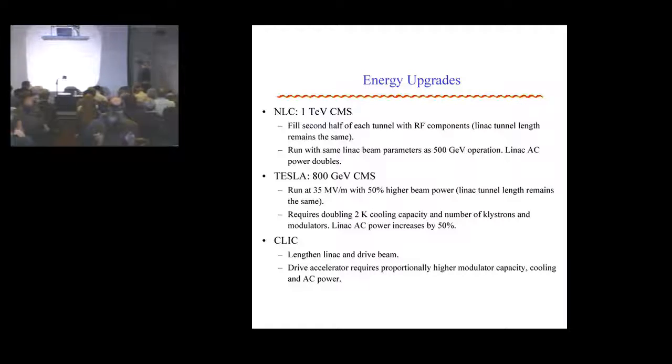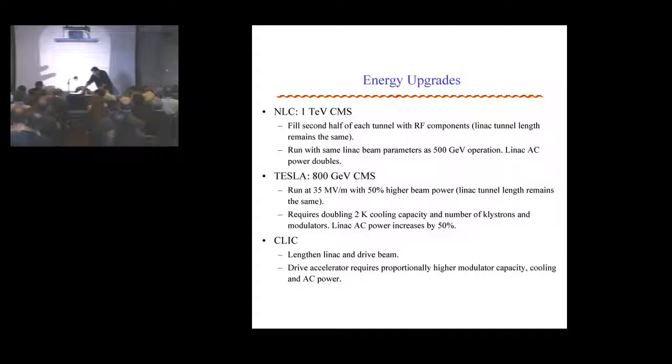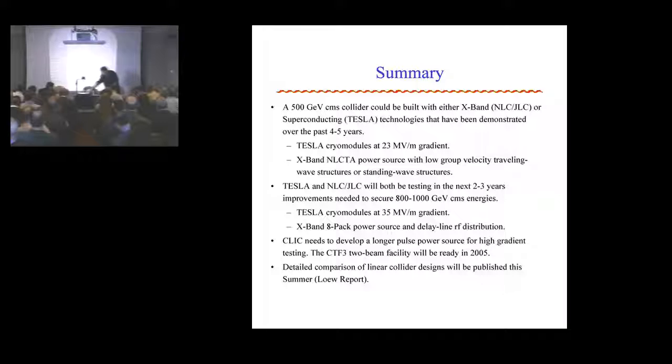Okay, so to conclude, if 500 GeV is your terminal energy for these machines, then with either X-band or the superconducting technologies that have been demonstrated over the past 5 years, you could build one of these basically using, for instance, these Tesla cryo modules, which already run at 23, and a lot of the X-band power source things that we've developed for the NLCTA and have been working on.